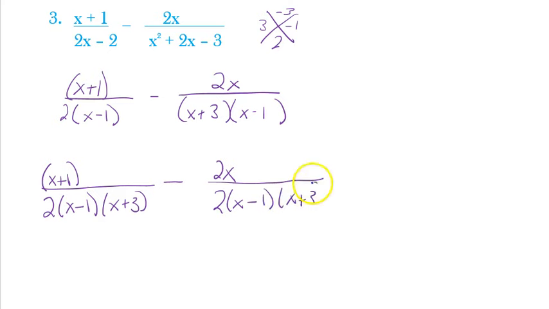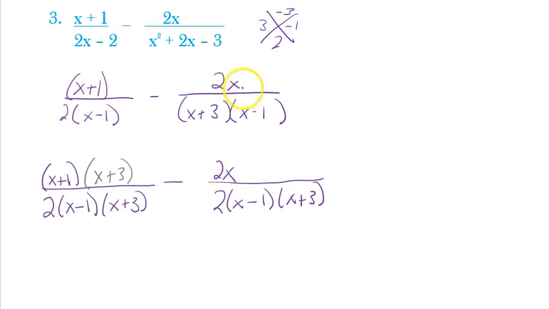Okay. Now I'm ready to figure out what goes on top. So look at the bottom of the first one and the bottom of the one we changed it to. What is new? We have 2 to 2, that's good. X minus 1 to x minus 1, nothing changed. But I have a new x plus 3. So since that's new, I also have to put it on top.